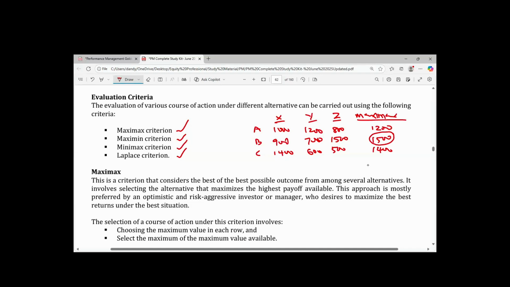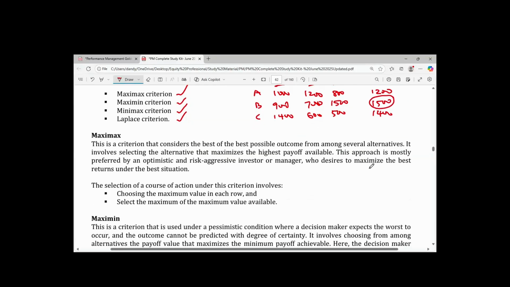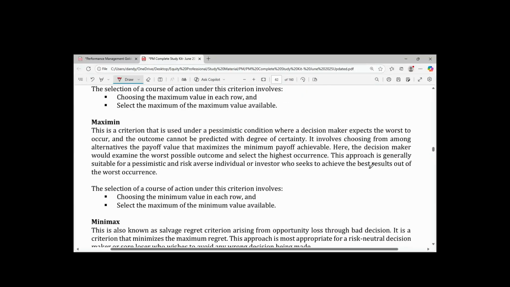Then for maximin, maximin is a criterion that is used under a pessimistic condition. I repeat, the maximin decision rule is used under a pessimistic condition where a decision maker expects the worst to occur and the outcome cannot be predicted with any degree of certainty. So when you don't have any certainty of what the future outcome will be, maximin may be more appropriate.